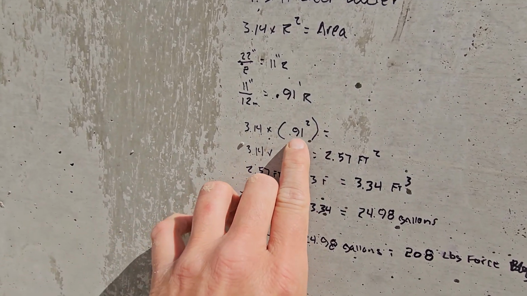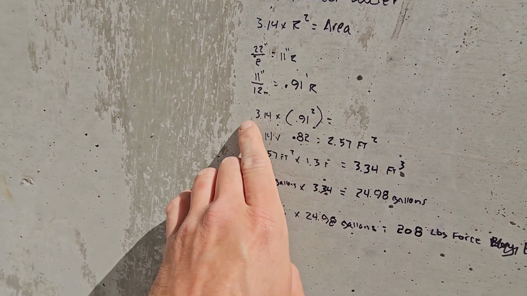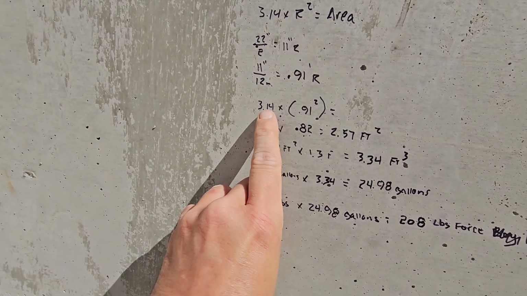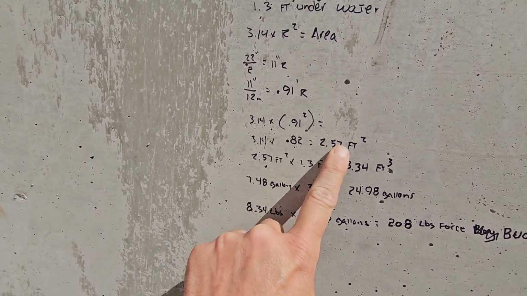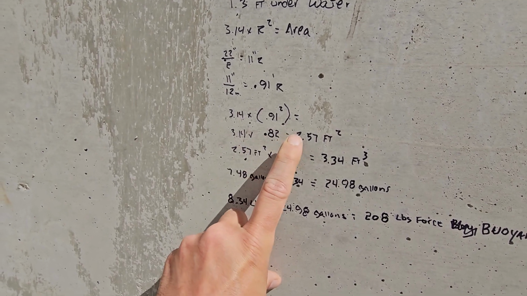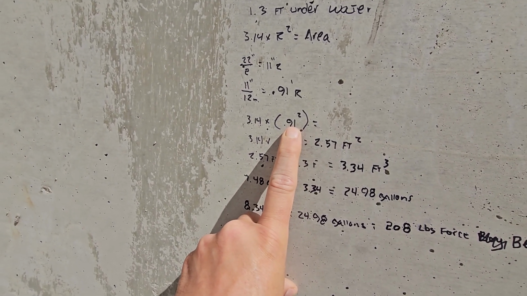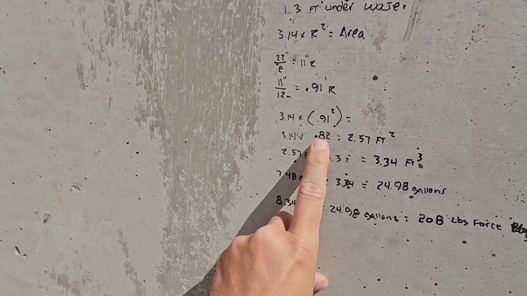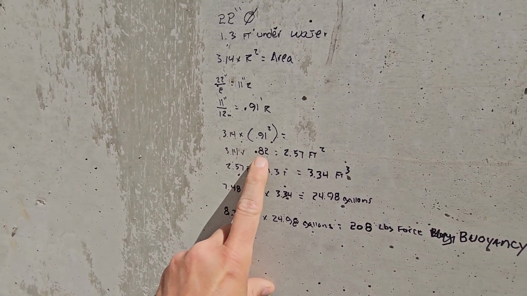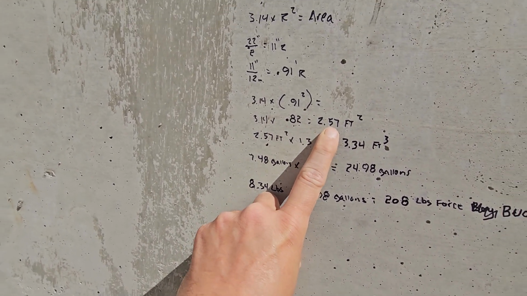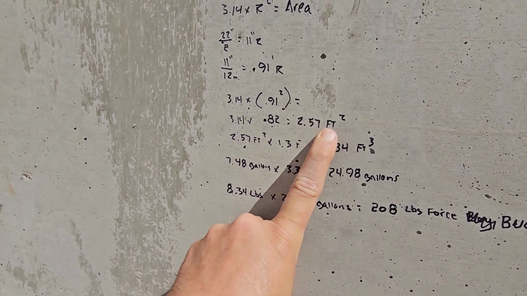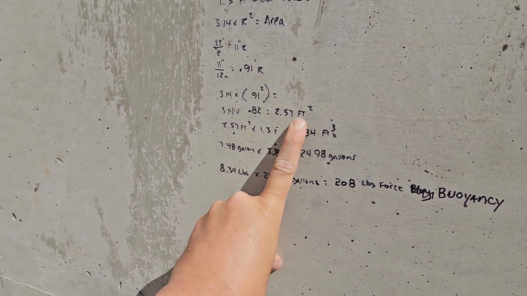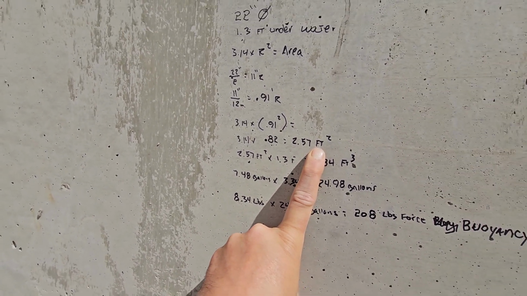All right, so here's rewriting our equation now. We're 3.14 times 0.91 squared. So 0.91 times 0.91 is 0.82. So 3.14 times 0.82 equals 2.57 square feet. So that's our area. That's just the area of a circle. That's all that is, area of a circle.